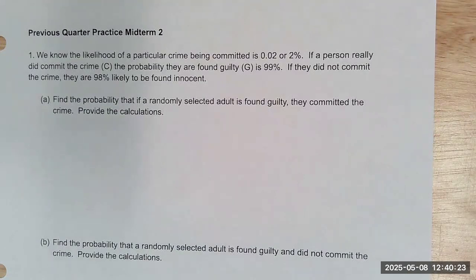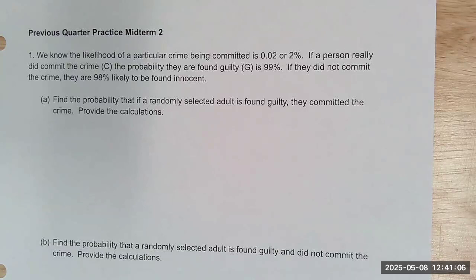We know the likelihood of a particular crime being committed is 0.02 or 2%. If a person really did commit the crime, we're going to represent that with a C. The probability they're found guilty, which we'll represent with a G, is 99%. If they did not commit the crime, they are 98% likely to be found innocent. Okay, so they're going to ask us to find the probability that if a randomly selected adult is found guilty, that they committed the crime. They're also going to ask us to find the probability that a randomly selected adult is found guilty and did not commit the crime. And those are going to involve us being careful about what we write out with our probabilities.